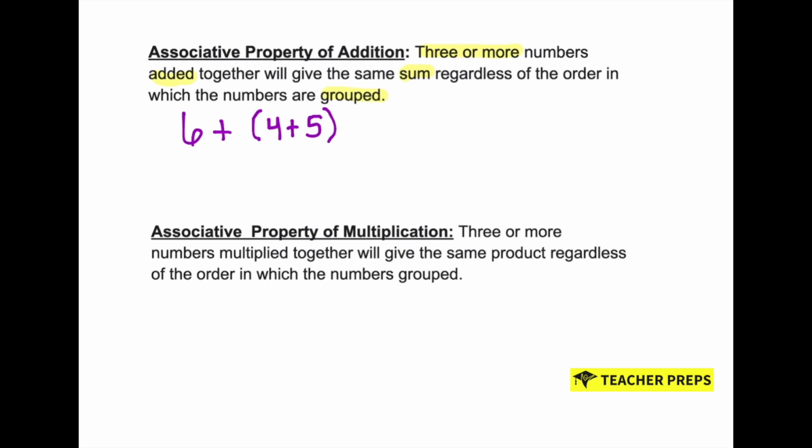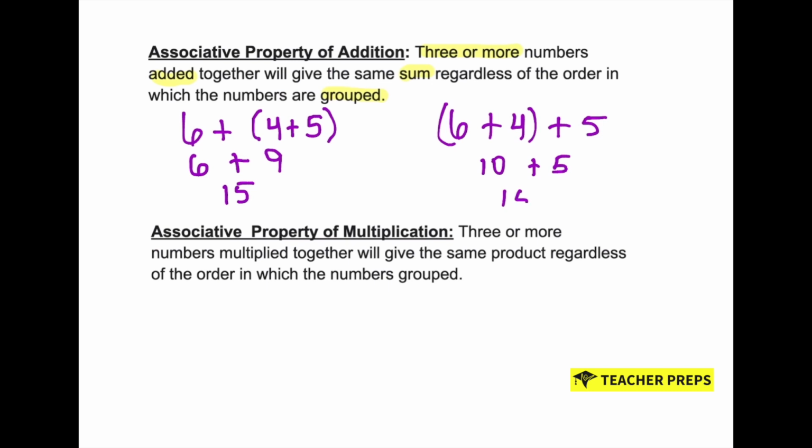We have 6 plus parentheses 4 plus 5. Using order of operations, we know we need to add 4 plus 5 first to get 9. 6 plus 9 is 15. Changing the grouping can make this an easier problem because 6 plus 4 is 10, and then we can quickly say 10 plus 5 is 15. We get the same answer. However, it's a lot easier to make tens. So regrouping them just makes sense.